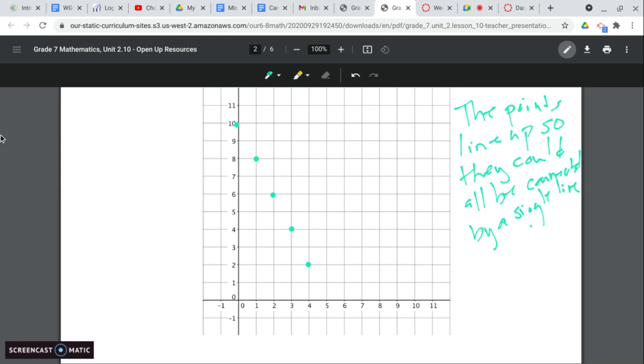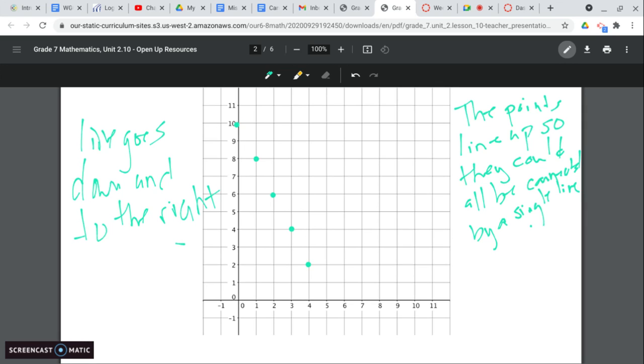All right, what else do we notice? As we look at this, what direction does this line go? Is it going up and to the right? Is it going down and to the right? The line goes down and to the right, which means it would have a negative slope.